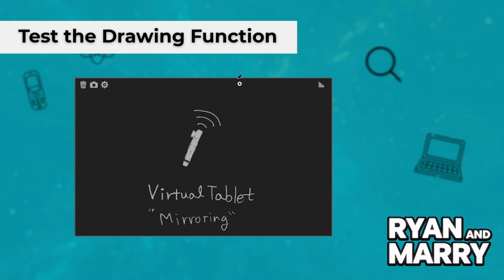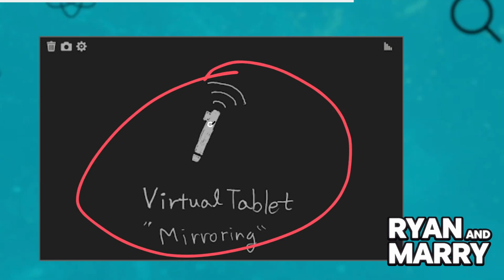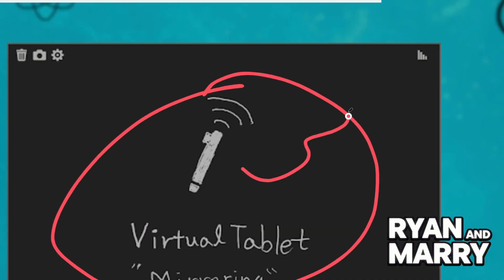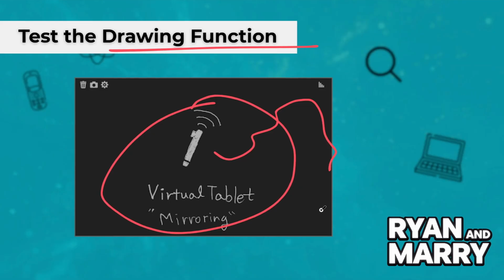Step 4. Test the drawing function. Open a drawing program on your PC like Photoshop, Krita, or even MS Paint. Try using your pen or finger on the tablet. It should now control your PC's cursor with pressure sensitivity, if your device supports it.